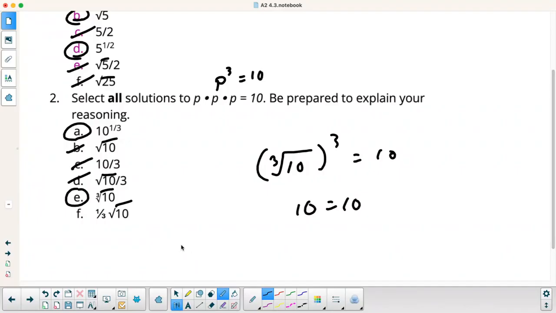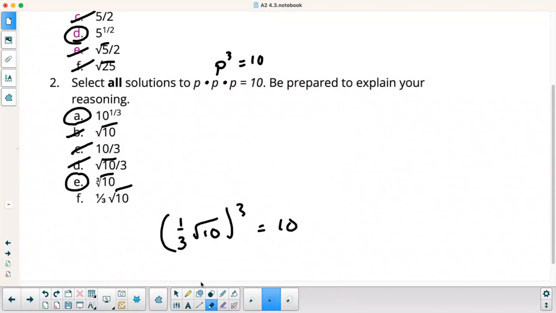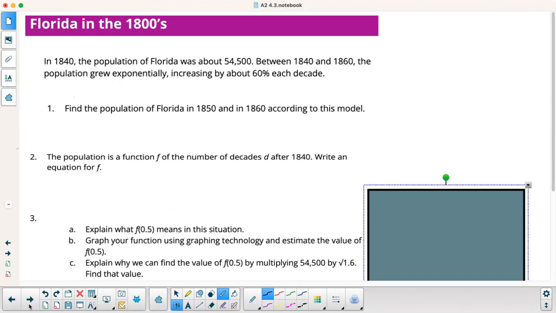And then the last one, 1/3 times square root of 10. I want to cube this whole thing and see if it equals 10. A little tricky here. I got to cube the 1/3. So 1/3 times 1/3 times 1/3 is 1 over 27. This is going to be 10 to the 3 halves. Is that equal to 10? Type that in your calculator. No.